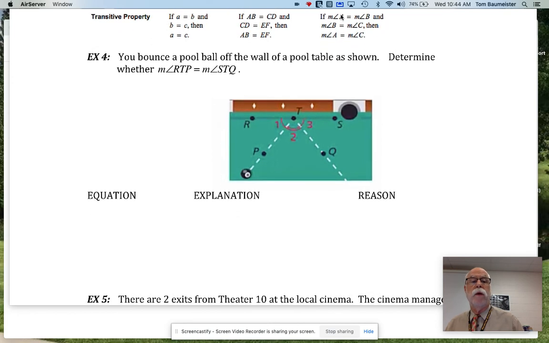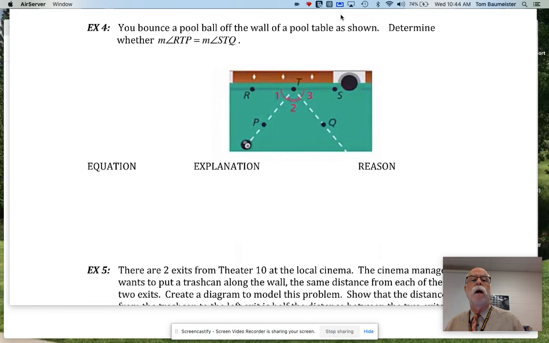Example 4: you bounce a pool ball off the wall of a pool table as shown. Determine whether the measure of angle RTP equals the measure of angle STQ. That is this one here. I'll write them quickly so that we can see. We want to see if those two angles are equal.